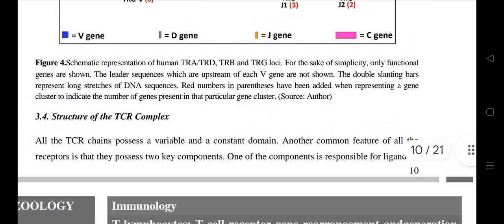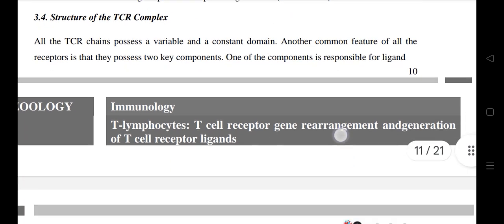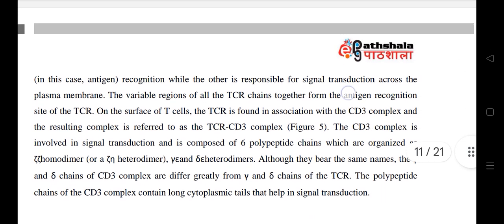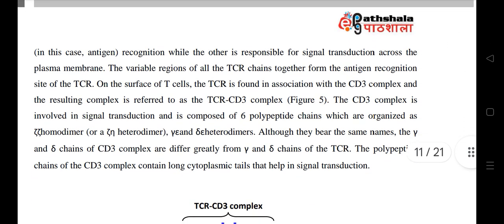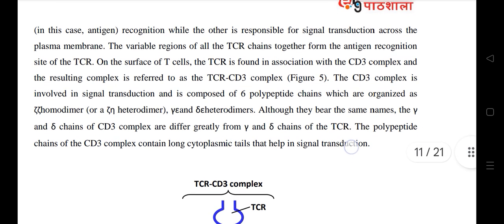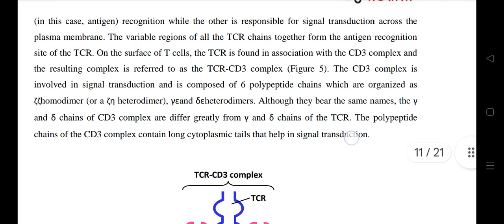Structure of the TCR complex. All the TCR chains possess a variable and a constant domain. Another common feature of all the receptors is that they possess two key components. One of the components is responsible for ligand, in this case antigen recognition, while the other is responsible for signal transduction across the plasma membrane. The variable regions of all the TCR chains together form the antigen recognition site of the TCR.